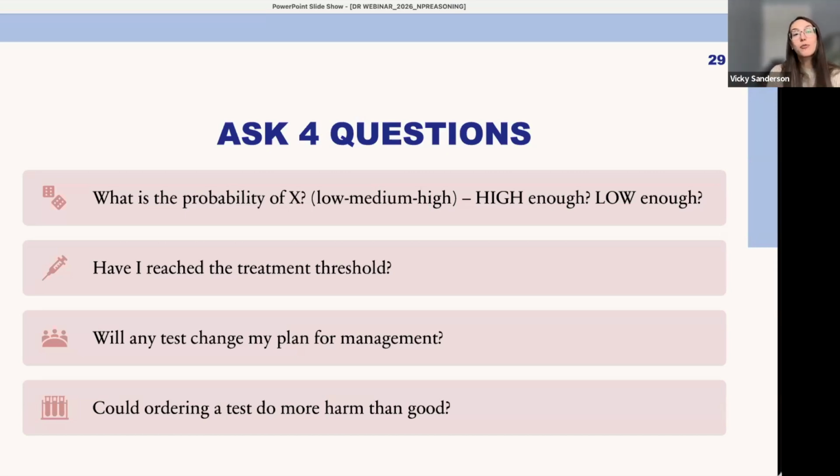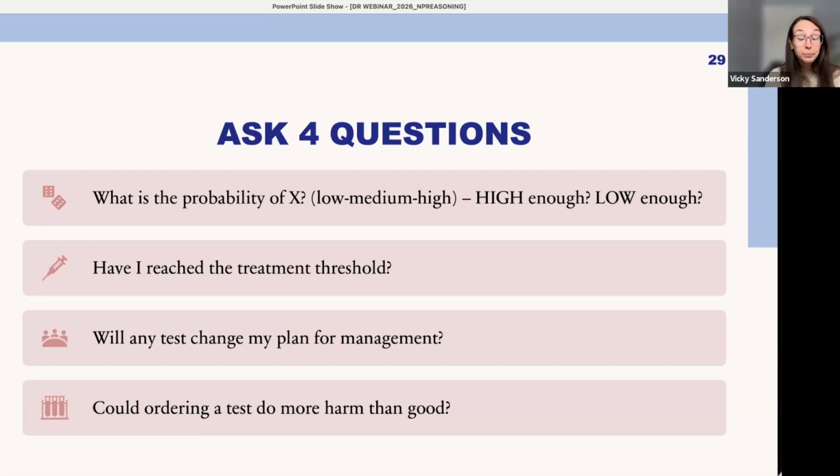Similarly, you're going to ask yourself, will this test or will any test actually change my plan for management? So, will a urine culture and sensitivity for this uncomplicated UTI presentation actually change the antibiotic that I choose? The answer is no, right? So, waiting for that urine C&S isn't going to really do much, and it's not going to help in my patient's management plan.